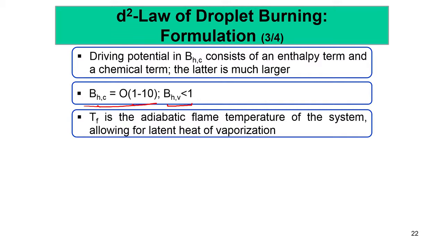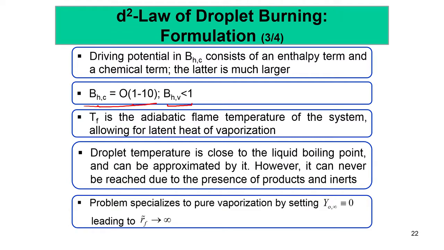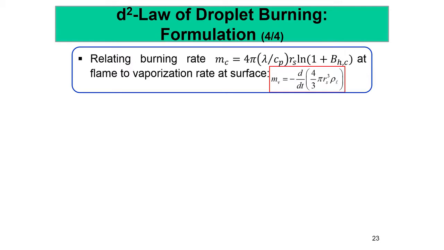And Tf is the adiabatic flame temperature of the system, allowing for latent heat of vaporization, as we discussed. The droplet temperature is close to the liquid boiling point and can be approximated as such. However, it can never be reached due to the presence of products and inerts, and we can fold this problem back to the vaporization problem if we set y at infinity equal to 0, which leads to rf equal to infinity. Using this once again we can relate the burning rate, mc, equal to 4 pi times lambda by Cp times Rs times log of 1 plus BHC, the droplet heat transfer number due to combustion, to the vaporization rate at the surface.